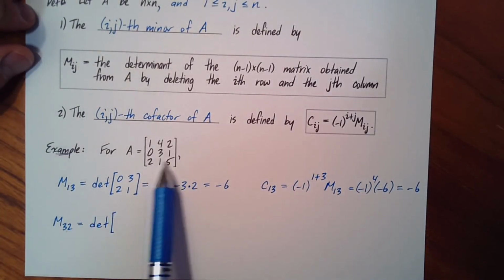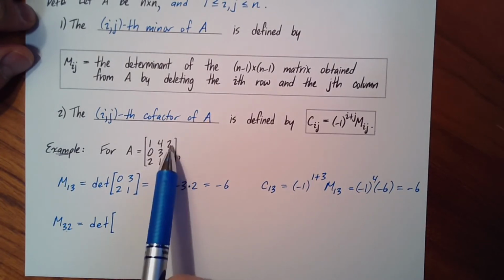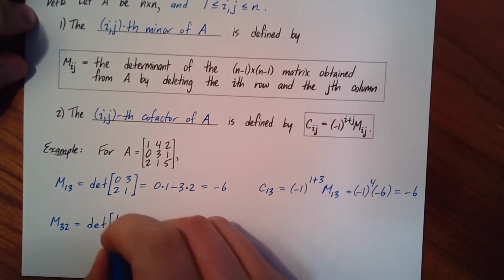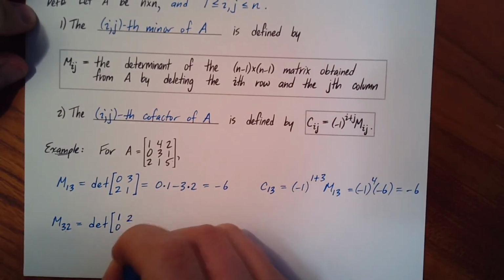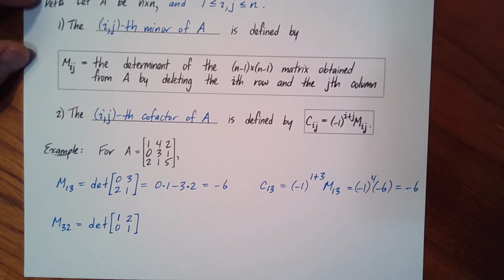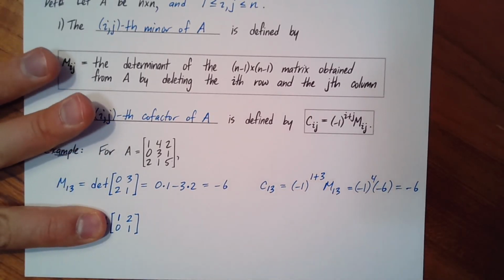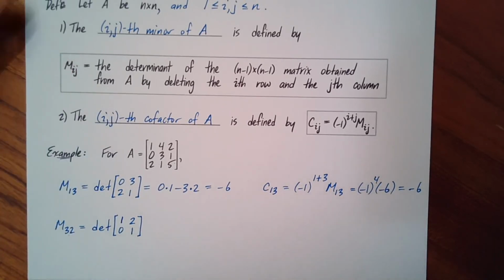Right, so what will you have left? If I delete the third row and the second column, I'll just have the 1, 0, and the 2 and the 1. So I'll have 1, 0, 2, and 1, and then I'll take the determinant. Okay, so see how I got that? Just take the matrix A, delete the third row, and delete the second column. And what you'll have is exactly this. Now take its determinant, and that's how you get the minor.